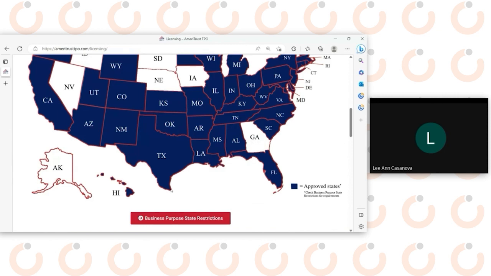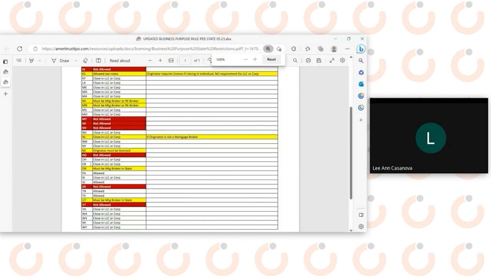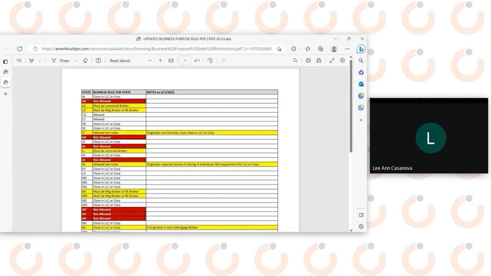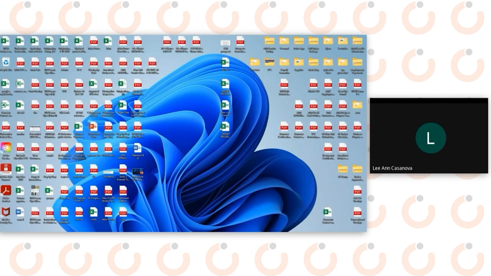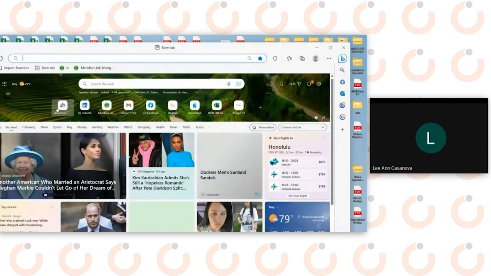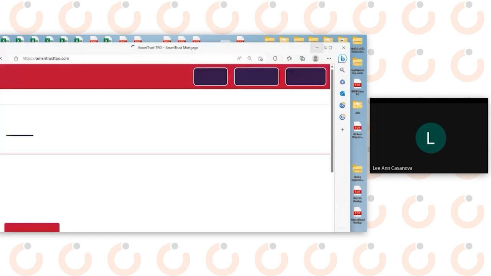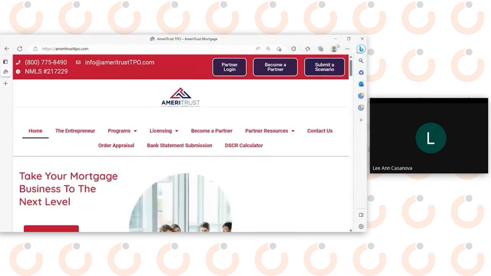Now, how do you know? So if you click on this red tab, it will give you what the business rule is. So for example, if you wanted to do a loan in Connecticut and you're not licensed there, you would go here and say, okay, can I do this in Connecticut? Allow. So you're good to go. Okay. So that's how you know if you can or cannot do a loan that is any form of investment, or a foreign national that is being utilized as an investment property.